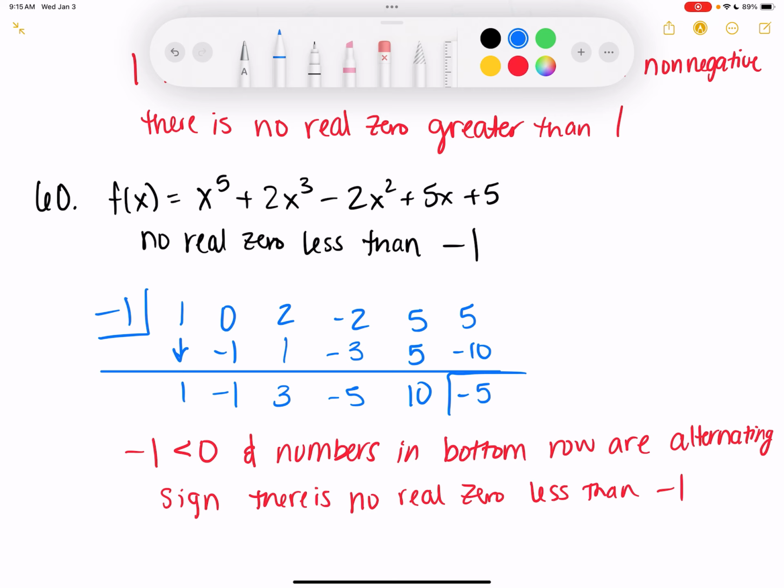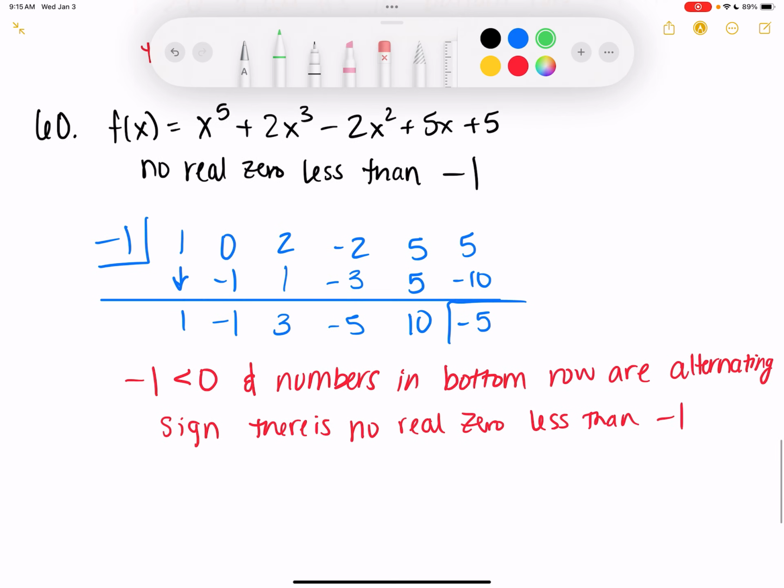All right, any questions about any of those? Anything at this point? All right, so your problems are going to be 9, 13, 21, 25, 47, 49, 57, and 59.